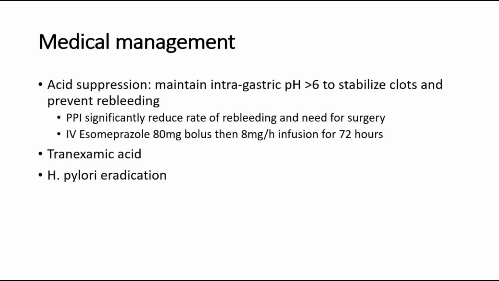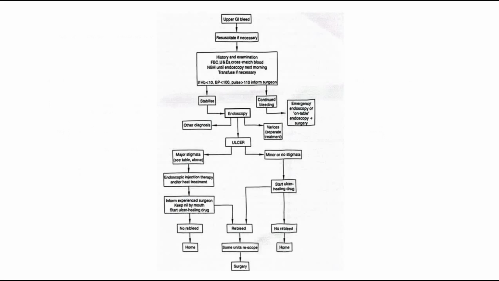Medical management. Acid suppression, maintain intragastric pH more than 6 to stabilize clots and prevent rebleeding. PPI significantly reduce rate of rebleeding and need for surgery. We can give IV esomeprazole 80 mg bolus then 8 mg per hour infusion for 72 hours. Other meds are tranexamic acid and H. pylori eradication.